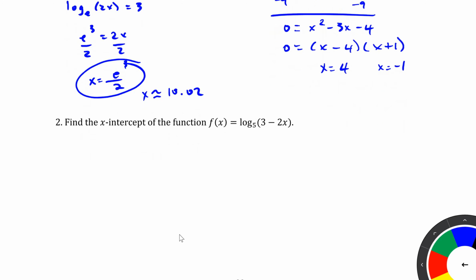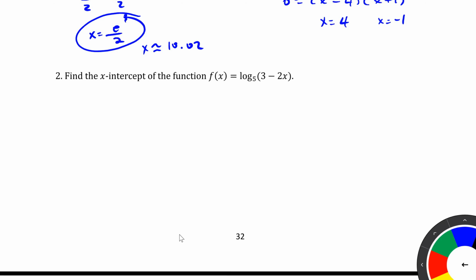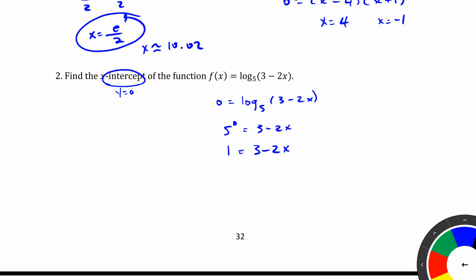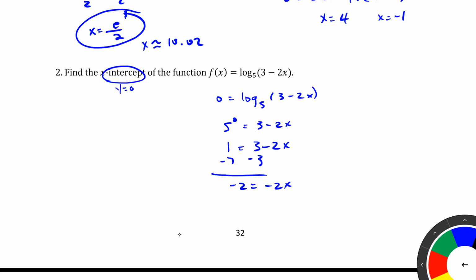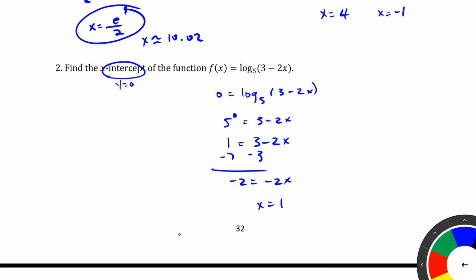If we go to number 2, it asks us to find the x-intercept. As soon as we see x-intercept, I know that means to plug in y equals 0. So I have 0 equals log base 5 of 3 minus 2x. So 5 to the 0 power equals 3 minus 2x, or 1 equals 3 minus 2x. Subtract 3, I have negative 2x equals negative 2, or x equals 1. So what that tells me is if I was to graph this, the graph will go through the point (1, 0), and it would look something like this.